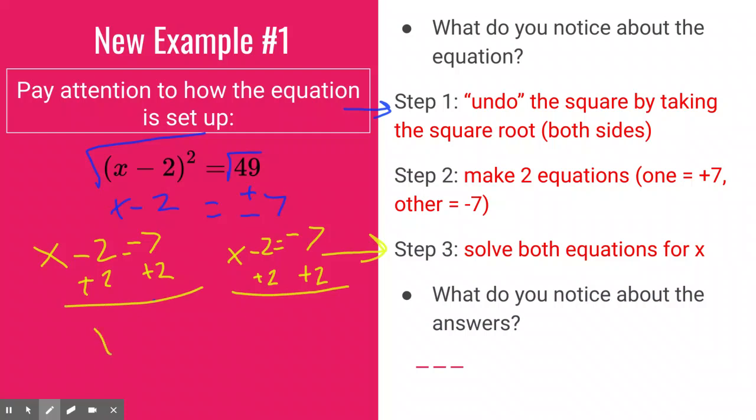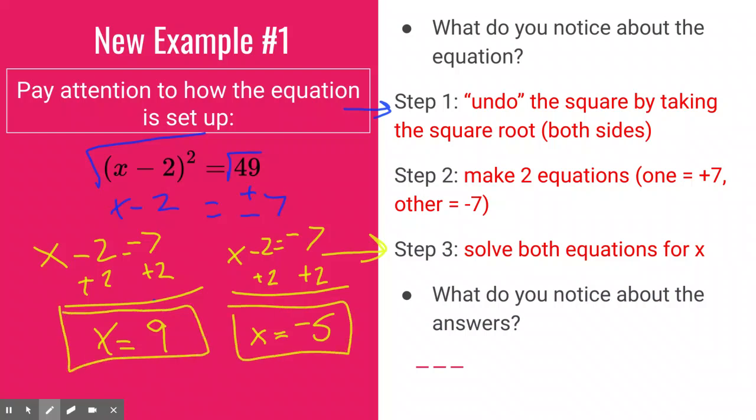And that's going to give me x is equal to 9. And on this question, it's going to be x is equal to negative 5. So there are 2 answers. Now, take some time to think about what you notice about these answers. Jot down some thoughts.